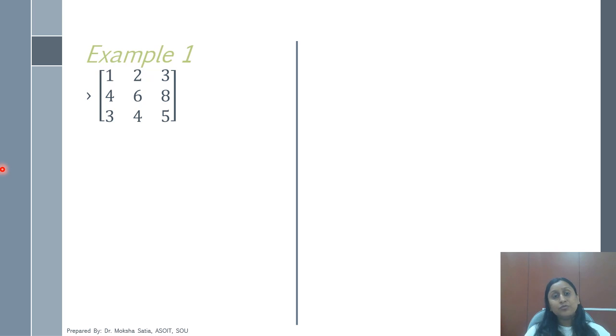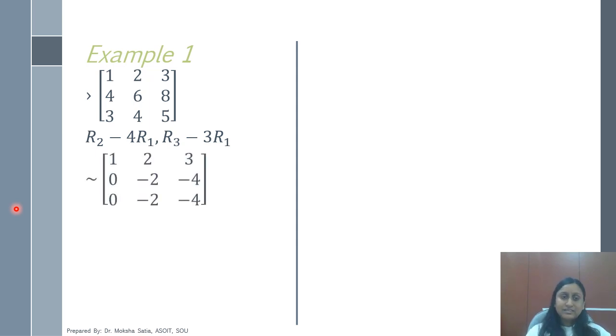To make these 4 and 3 zero, we need to apply 2 operations. The first operation is we multiply the first row by minus 4 and add it to the second row. In the second operation, we multiply the first row by minus 3 and add it to the third row. So here are the operations. After applying these operations to the matrix, we have this matrix.